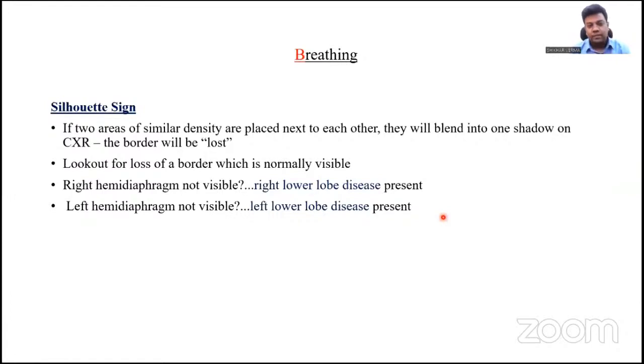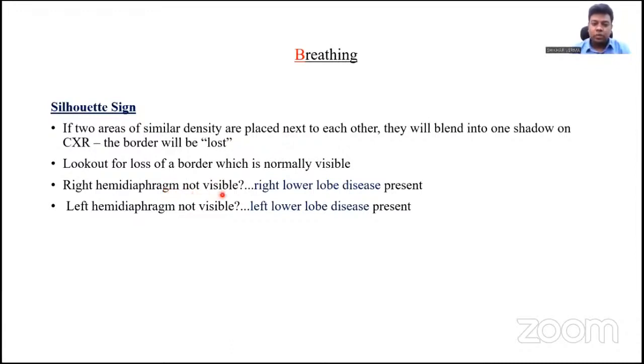So what is a Silhouette sign? Silhouette sign says if two areas of similar density are placed next to each other, they will blend into one shadow on the chest X-ray and the border will be lost. Obviously, when two areas of similar density are placed together, the borders will be lost and they will blend into each other. So this is nothing but a Silhouette sign.